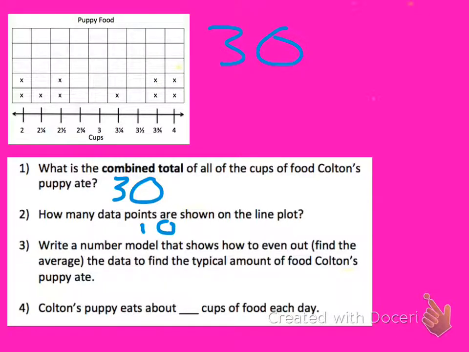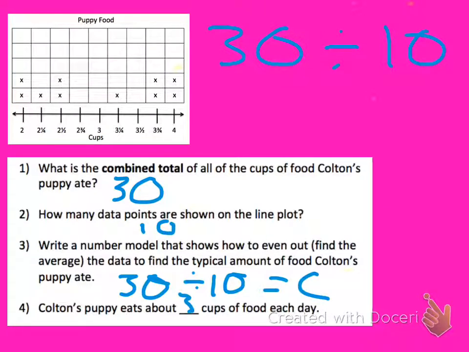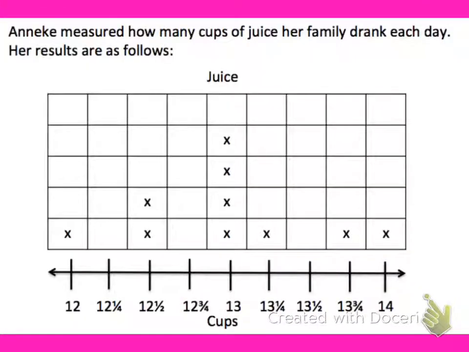Now I just have to divide by the number of X's. So the number of X's was 10. So I'll do 30 divided by 10, and that's going to be my number model, equals C for cups. If I do 30 divided by 10, that equals 3. Colton's puppy eats about 3 cups of food each day. Alright, let's do one more.